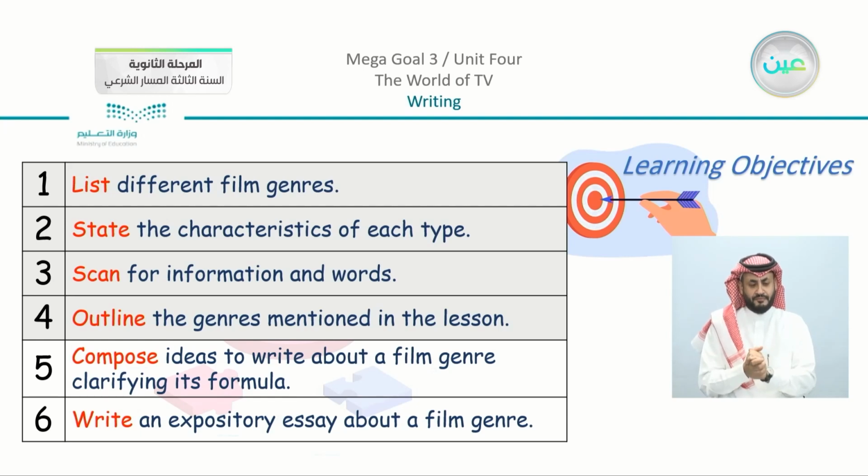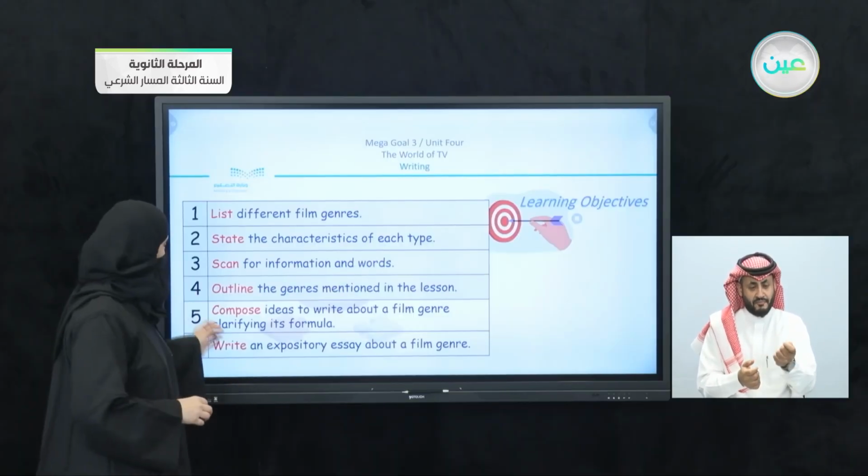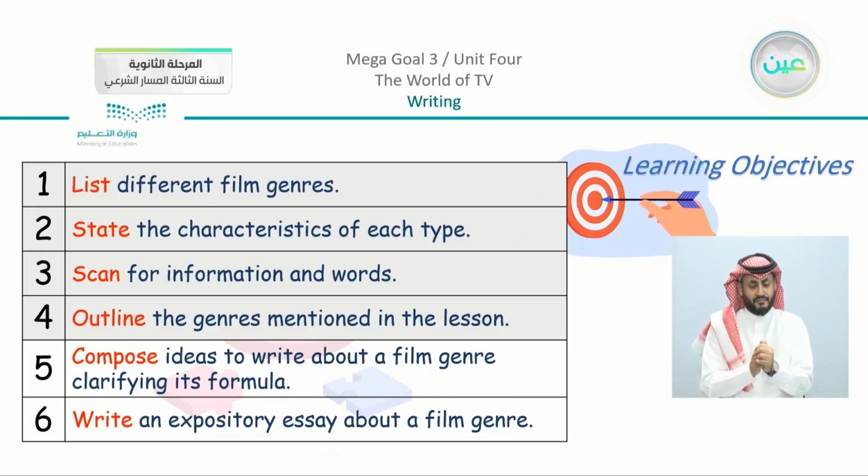So you can see that we have here our objectives, some of them that we covered. So we listed different film genres. We also stated the characteristics of each type. We scanned for information and words. Also, we outlined the genres mentioned in the lesson. We are now going to complete the same lesson, which is the writing lesson, by composing ideas to write about a film genre, clarifying its formula, and we are going to write an expository essay about a film genre.